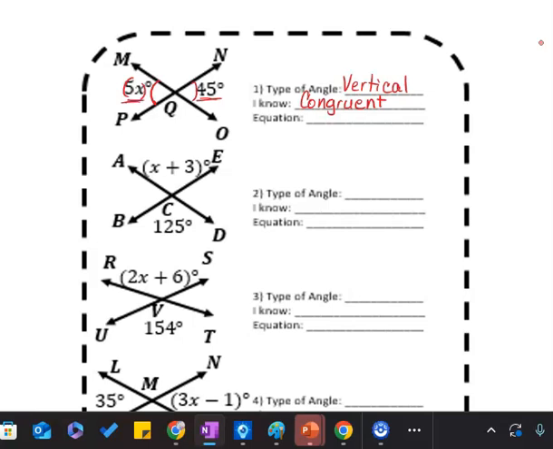So I'll write my equation. Angle 5x is equal to 45. They are equal to each other. I solve my equation to find my value of x, and x equals 9. And 5 times 9 would indeed give me 45, which is what I know it should be. All right, you're going to continue doing that on the same thing. Just write your equation and solve it to find the value of x.